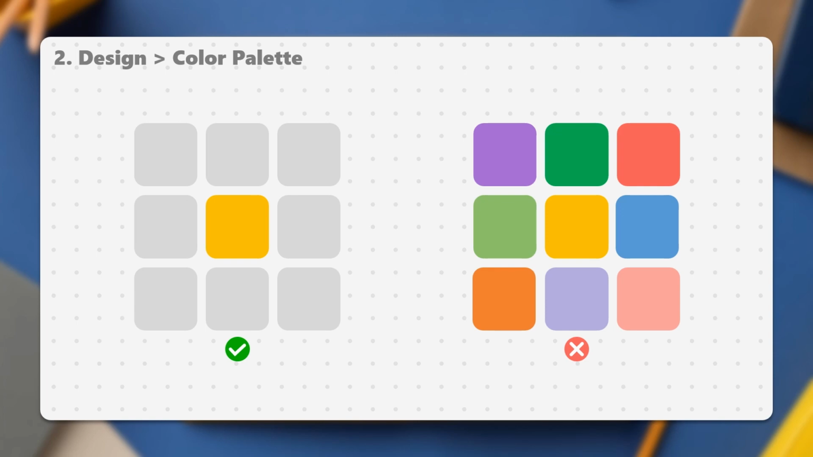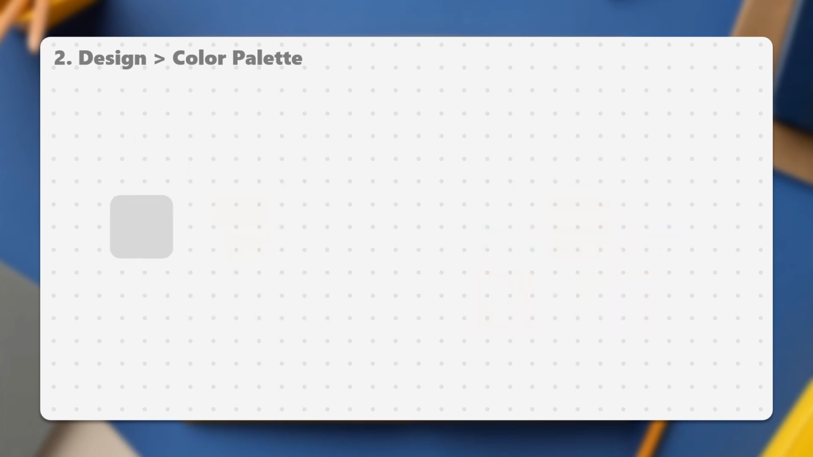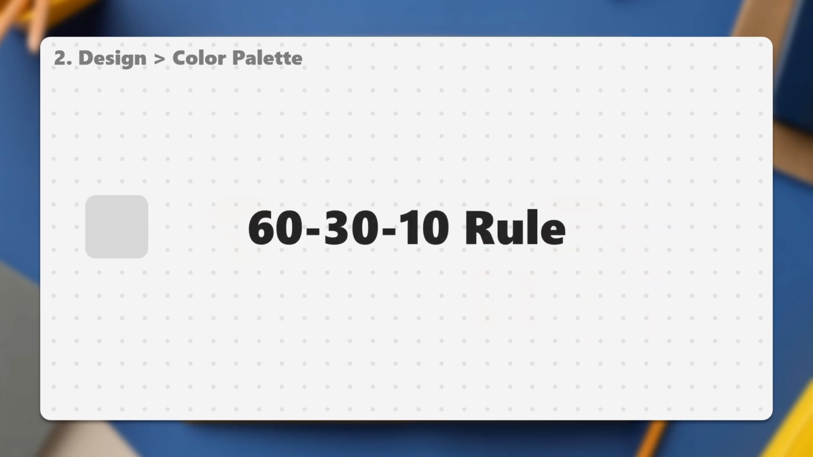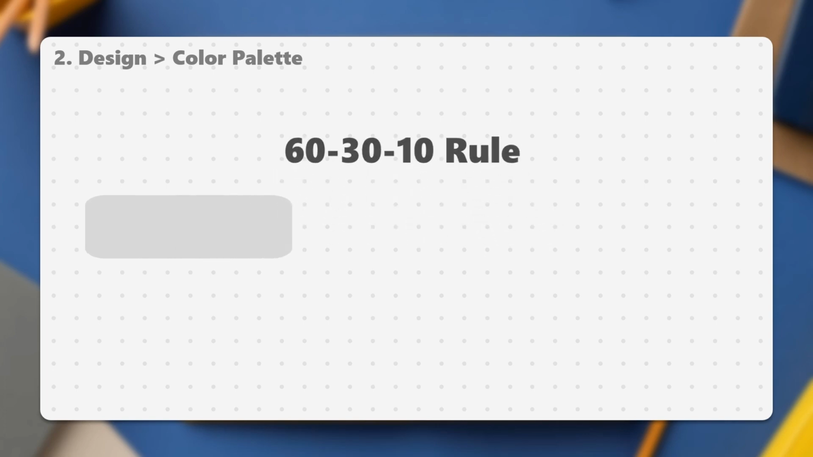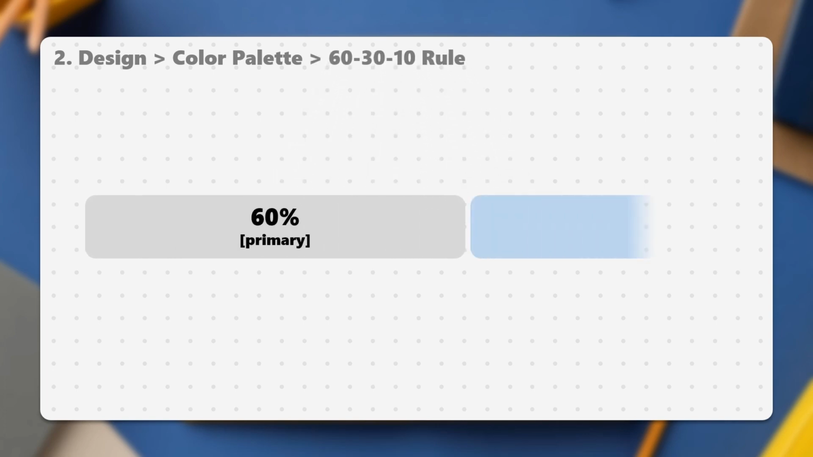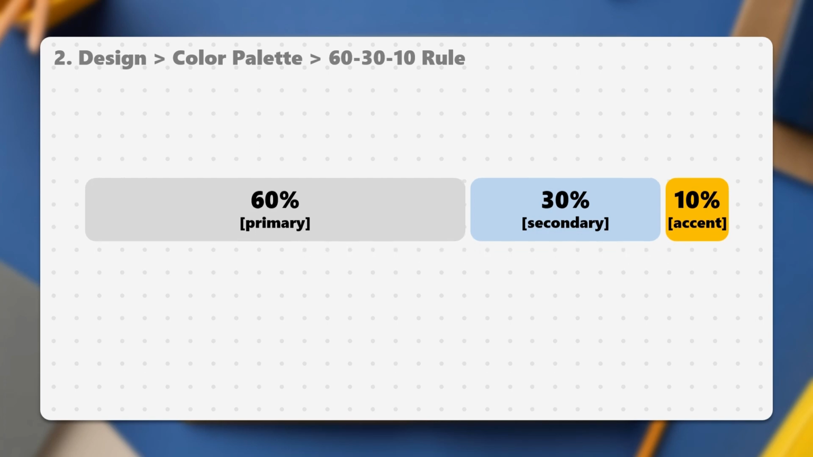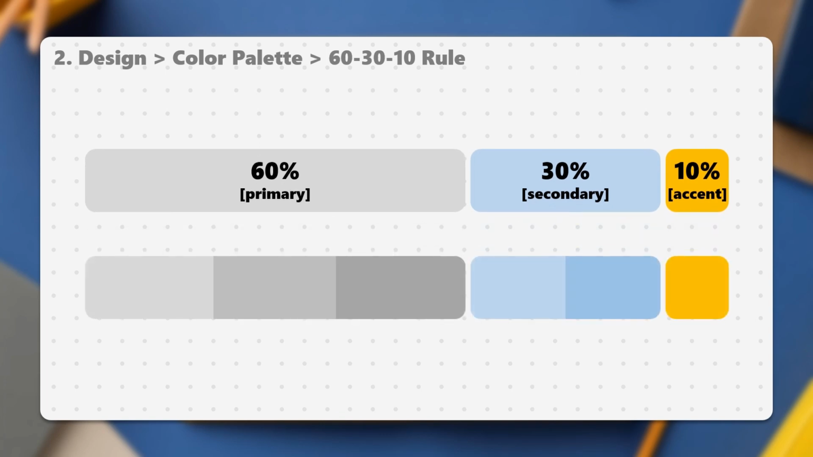If you have selected 3 colors, a good way to balance them on the slide or throughout the presentation is the 60-30-10 rule. This means that the primary color takes up 60% of the space, the secondary takes up 30%, and the accent color accounts for the final 10%. You can also use different shades within the 60-30-10 rule to create some varieties.